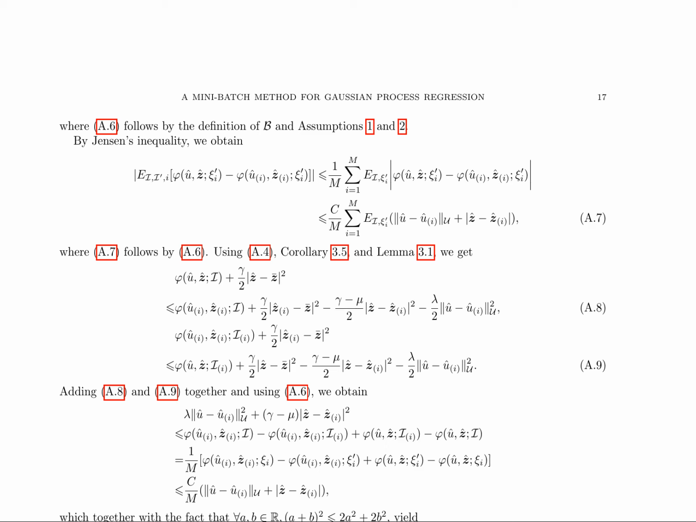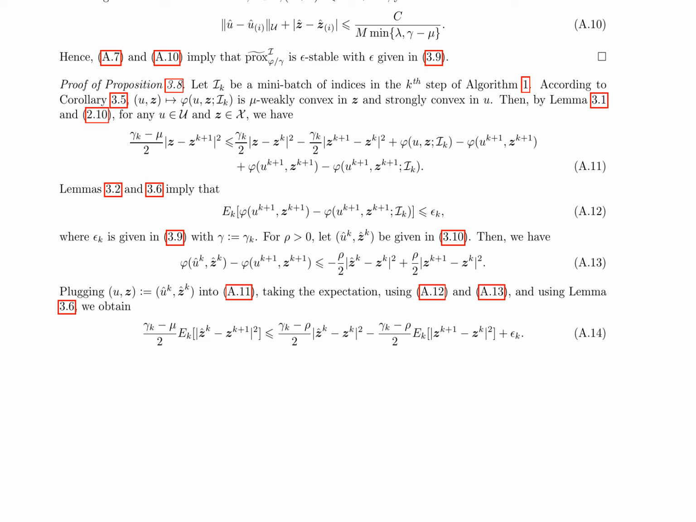The proof of proposition 3.8 is also presented, focusing on the convergence analysis of the mini-batch method for Gaussian process regression. By leveraging corollary 3.5, lemma 3.1, and the strong convexity of the objective function, equation A.11 is derived, relating the difference in the objective function values to the distance between the current and previous iterates. Lemmas 3.2 and 3.6 are then used to establish an upper bound on the expected difference in the objective function values, as shown in equation A.12.